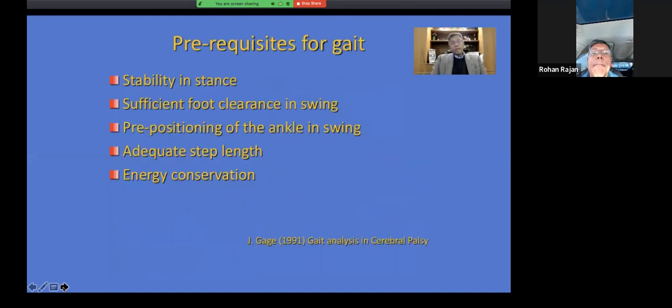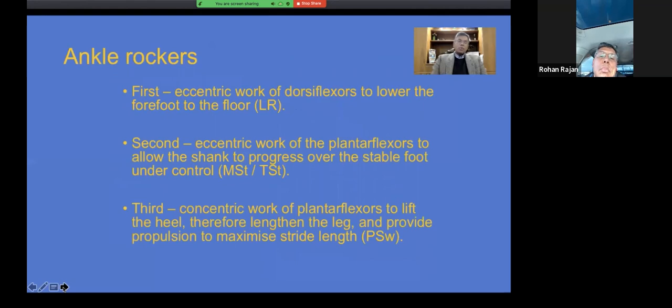The prerequisites of gait are stability in stance, sufficient foot clearance in swing, pre-positioning of the ankle in swing, adequate step length, and energy conservation. With regards to pre-positioning of the ankle, you have 3 rockers. The first rocker happens at loading response with eccentric contraction of the dorsiflexors to allow the forefoot to go down to the floor in a controlled manner without slapping on the floor.